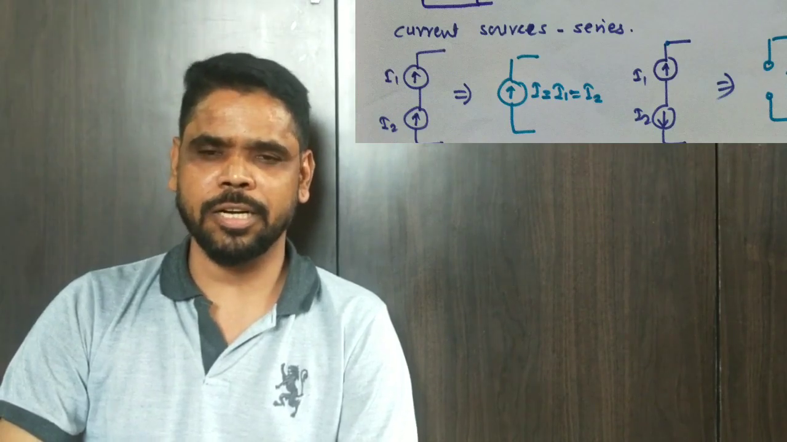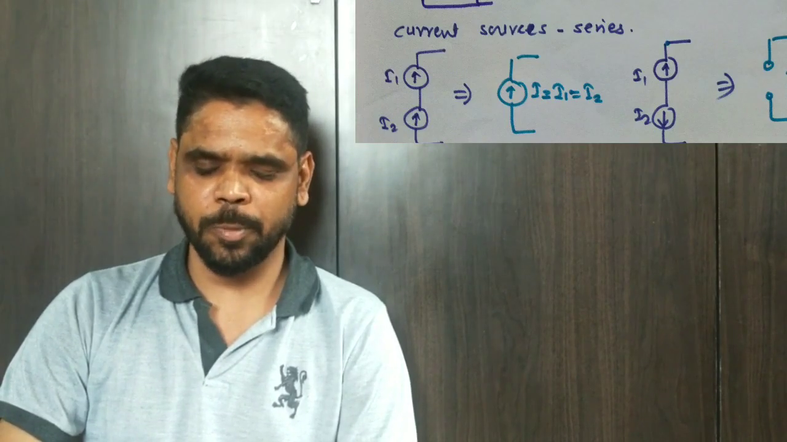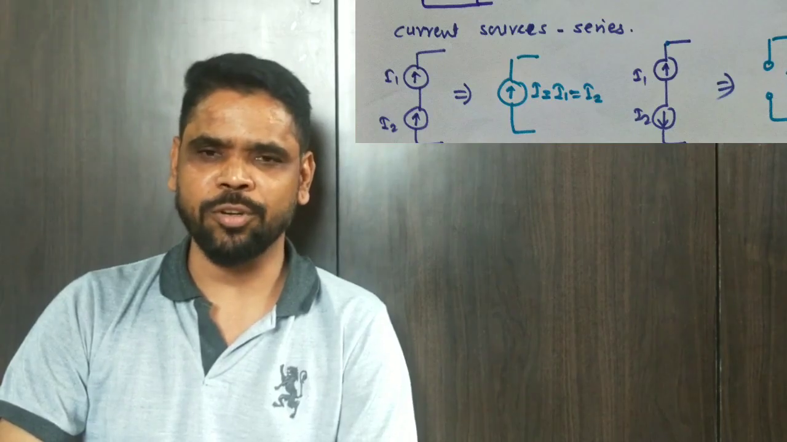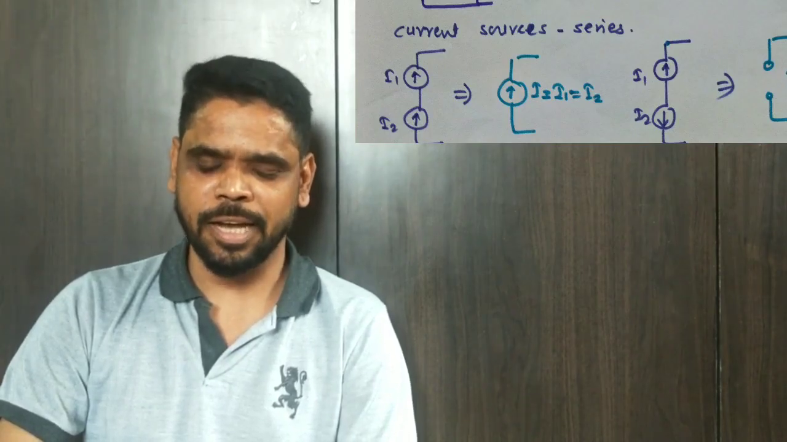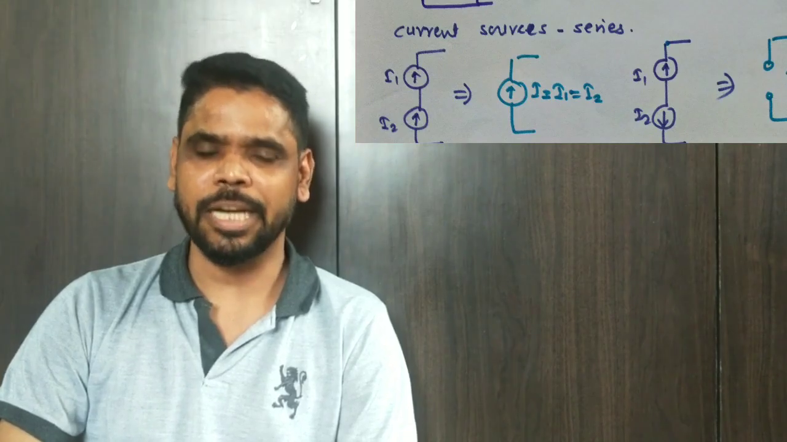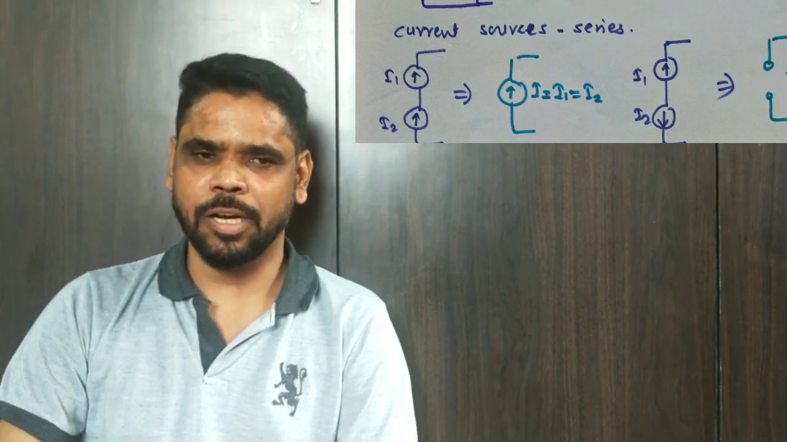Then the resultant current source is a combination of I1 and I2, which has the same current as I1 and I2. That indicates the current sources are connected in series only when they are carrying the same current. So here I1, I2 are connected in series where I1 is equal to I2, and the resultant current source will have the same current as that of the individual current source.